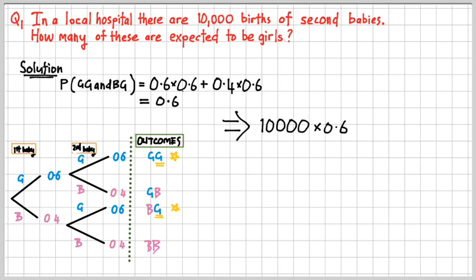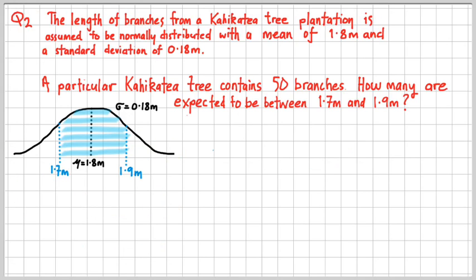So in terms of what we do with the 10,000, take the 10,000, multiply it by 0.6, and we get an answer of 6,000. So 6,000 of the second children are expected to be girls. And that's it. It doesn't get much more complicated than that. We'll do one more example, and then hopefully it will all become clear to you.